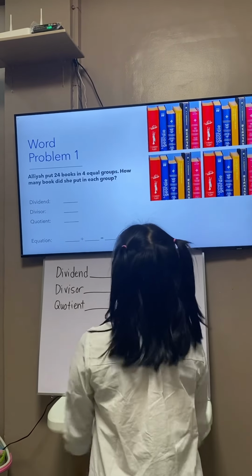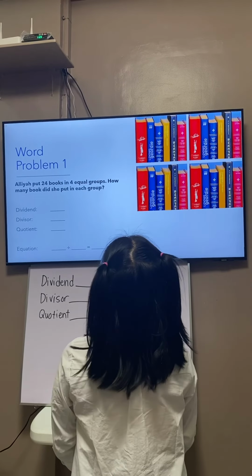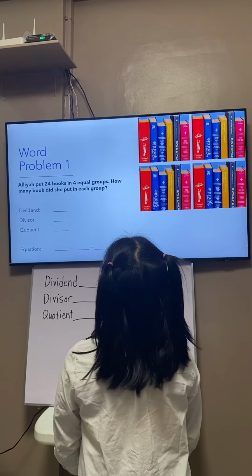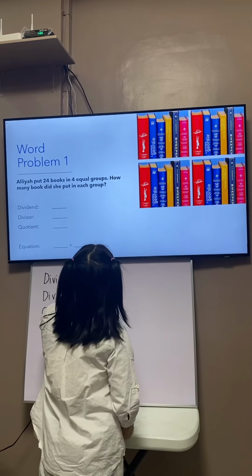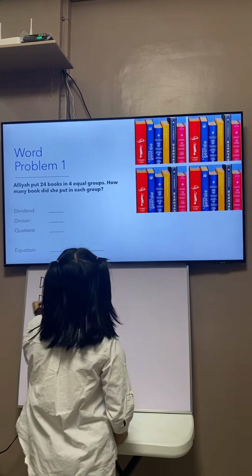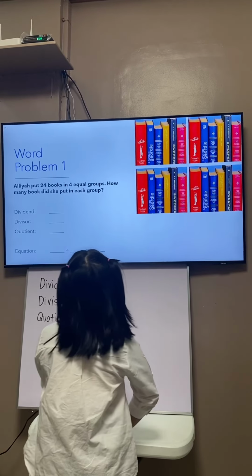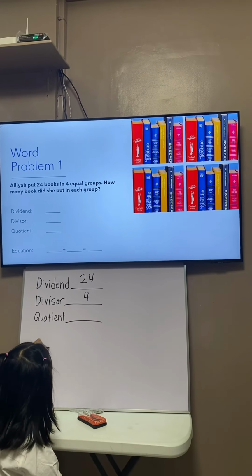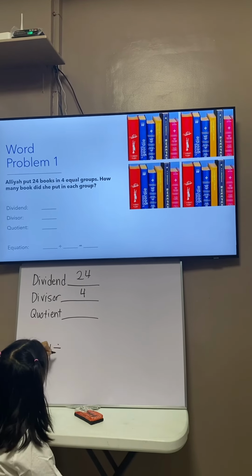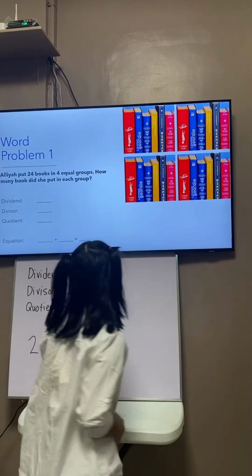Number 1. Aliyah put 24 books in 4 equal groups. How many books did she put in each group? Dividend, 24. Divisor, 4. Quotient, 24 divided by 4 equals.